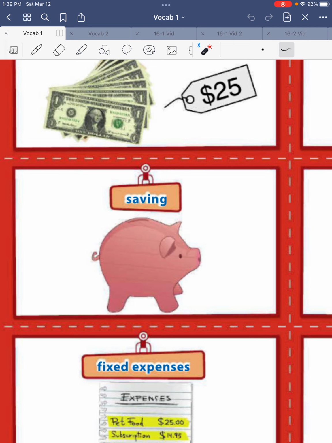Next one we have is saving. Saving is putting money aside to buy something in the future. Okay, so right now, since you guys are young, if you want to save money, you can put it in a piggy bank, or you can put it in a jar or something that you know is going to be safe. Let's say your parents tell you, okay, well, we can buy you this game, but you need to save your allowance. You need to save your money, so you would save it in a piggy bank.